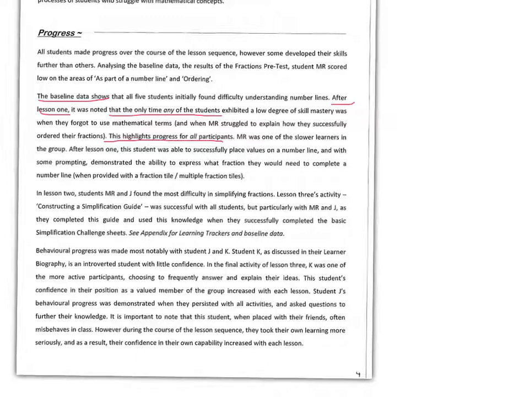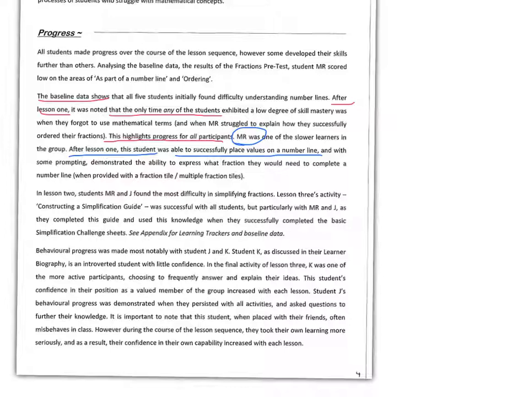He then focuses specifically on one of his 2 learners. Then after lesson 1, the student was able to successfully place values on a number line. So the language here about progress is really quite specific. In the next example, it's very vague, very ambiguous. Here, our pre-service teacher is able to articulate very clearly what the student is able to do.